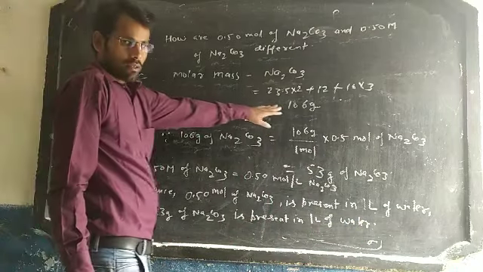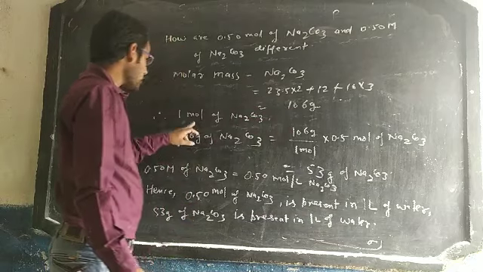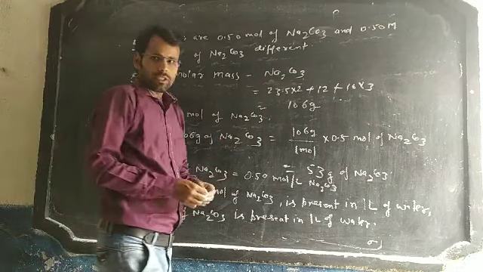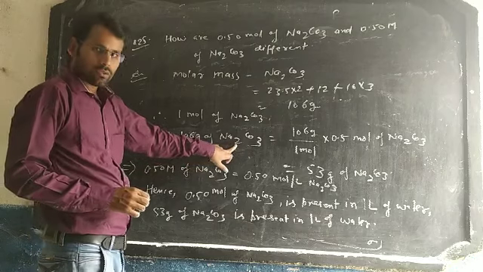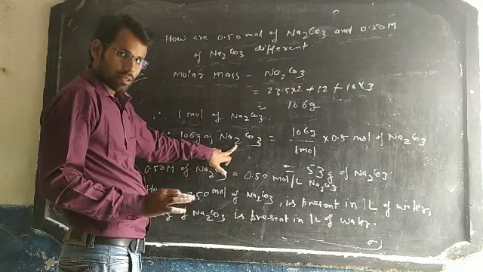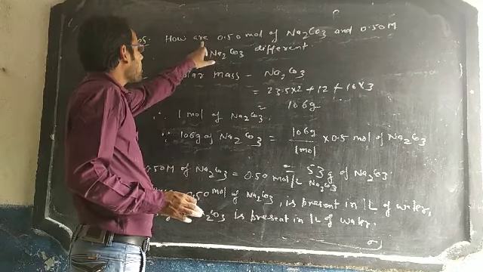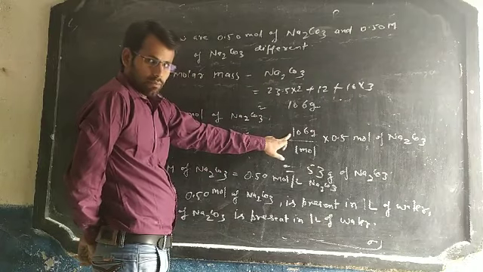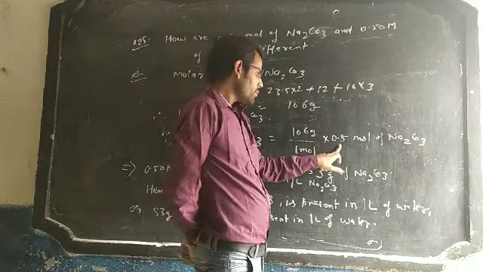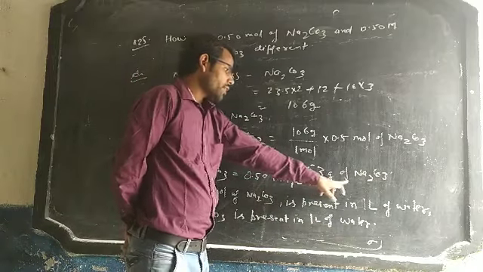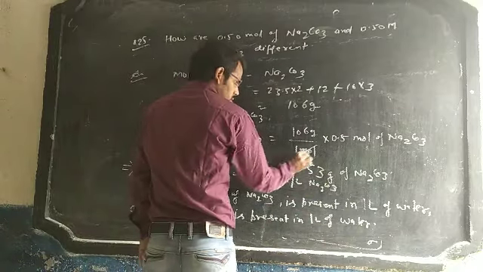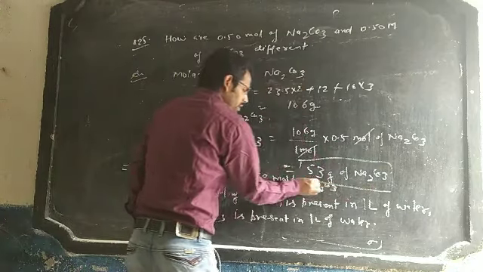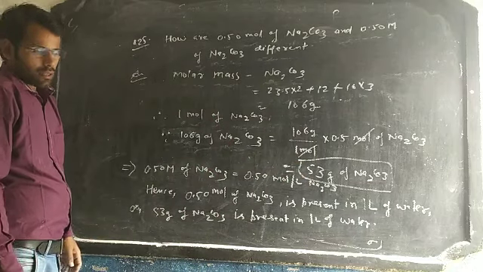First of all we have to find the molar mass. After that we can say that 1 mole of Na2CO3 means what? 106 gram of Na2CO3. Now 0.50 moles of Na2CO3 are given, so 106 gram upon 1 mole into 0.5 mole of Na2CO3. Moles and moles are cancelled, grams are remaining. This will be 53 gram of Na2CO3.